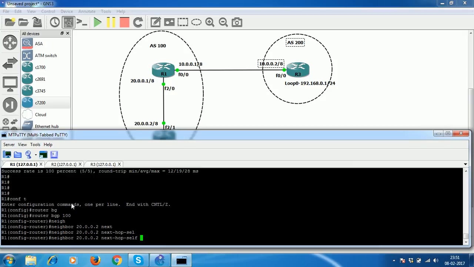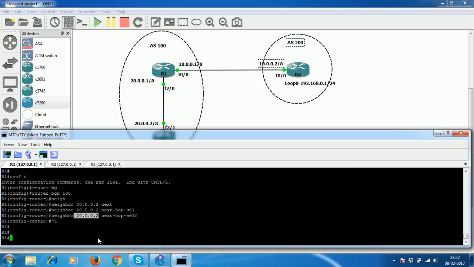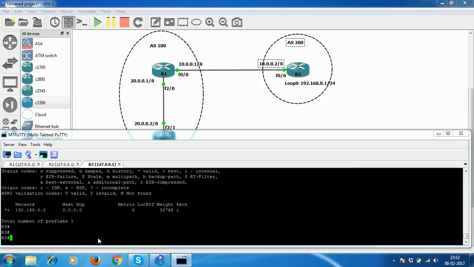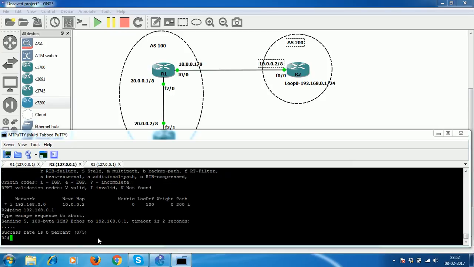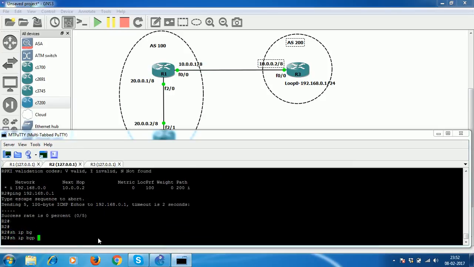In this configuration we are telling R1, whatever routes you are updating to the neighbor 20.0.0.2, make yourself the next stop so that he can reach that particular subnet. Now you can see in router 2, where it is, show IP BGP.